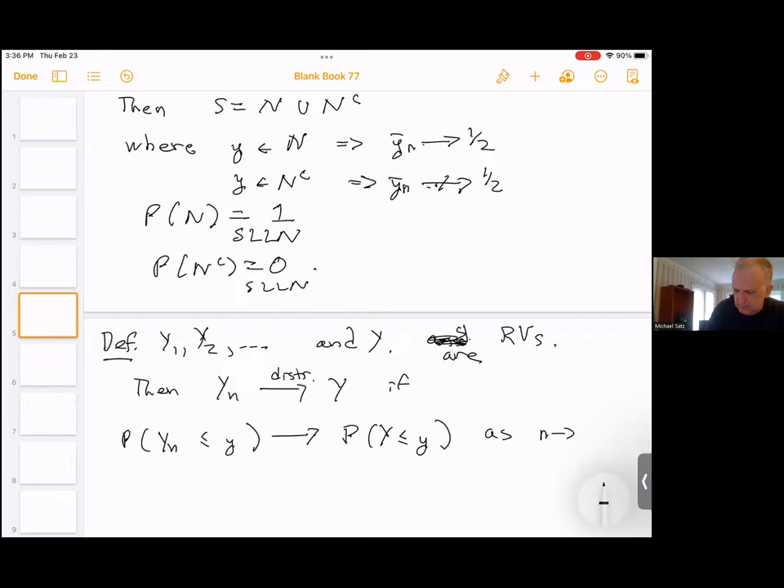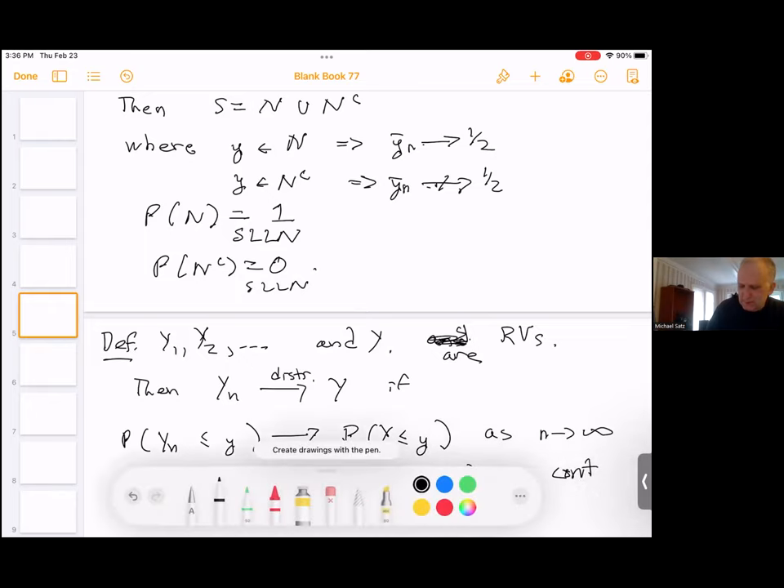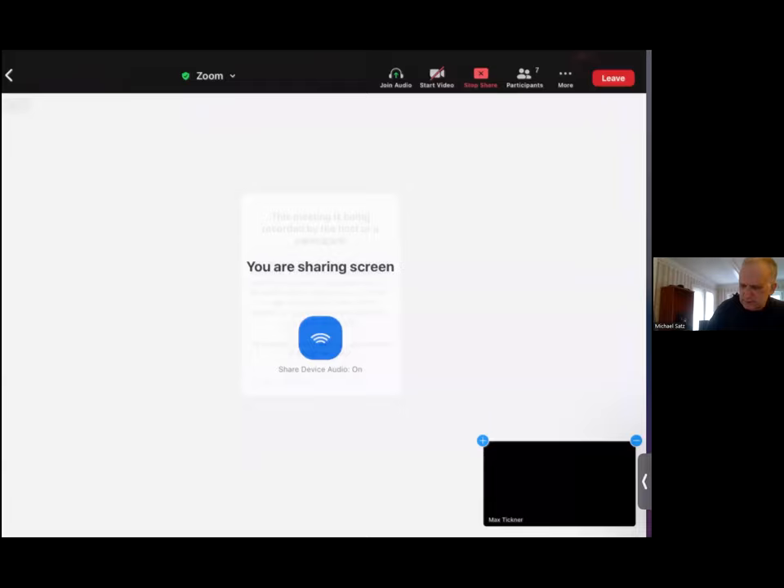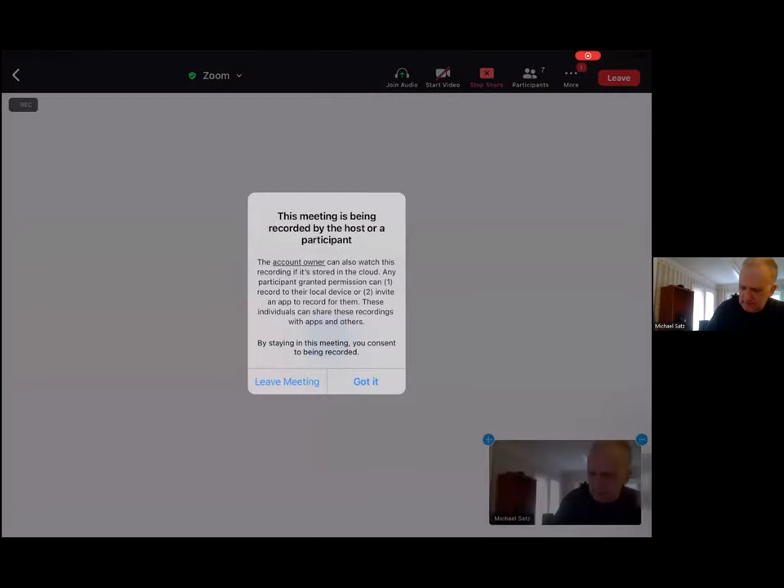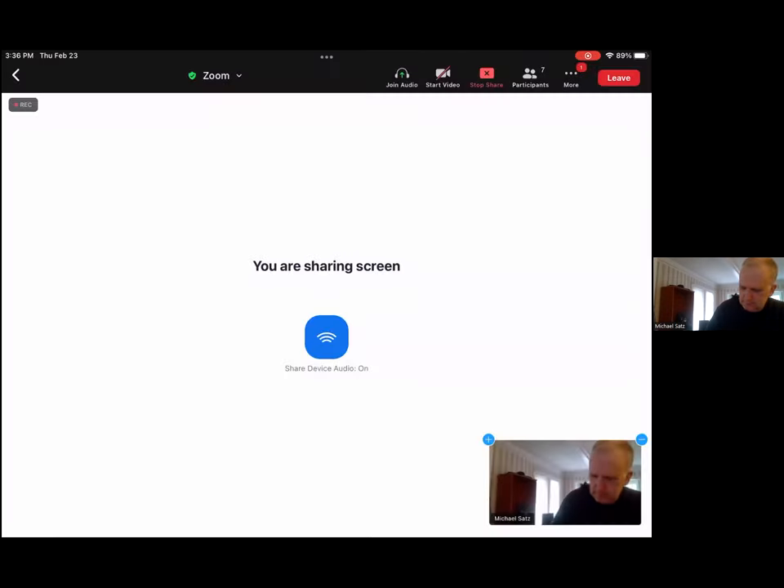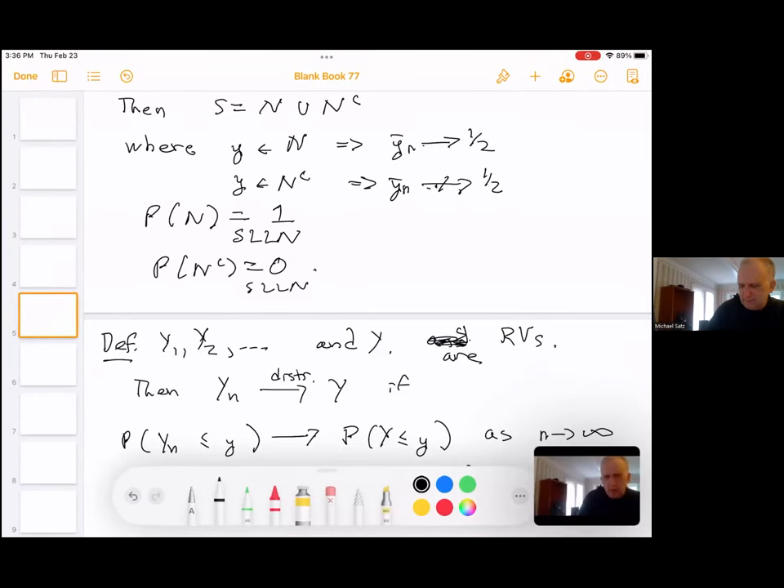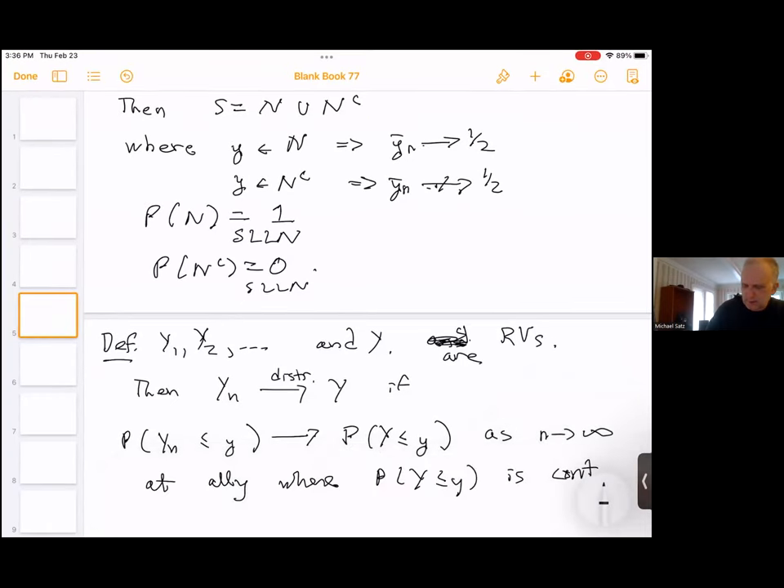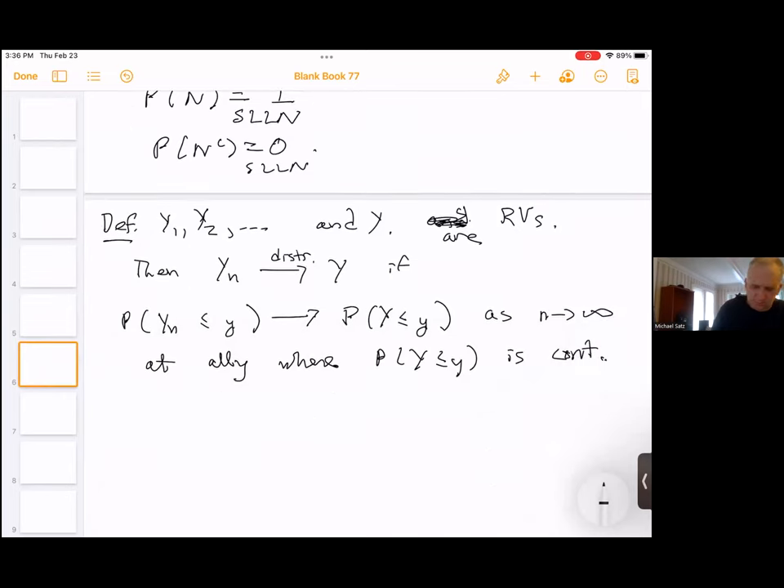Again, this is just a regular limit as n goes to infinity at all y where the probability Y less than or equal to y is continuous. If it's a continuous random variable, it will always be true. But if it's not continuous, then you have to watch that condition. Okay, maybe too much.